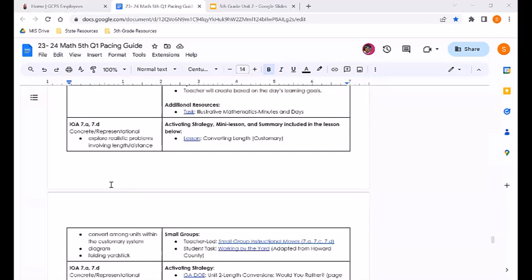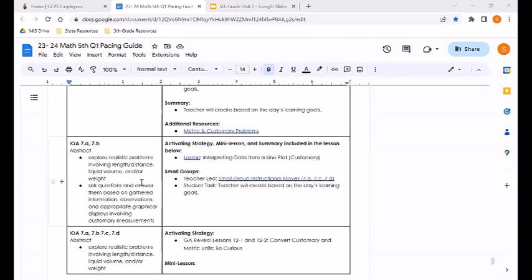Next, we have the customary measurement system. The learning progression is similar to metric conversions in that students will progress from concrete to representational to abstract to convert among units within the customary system using 2-column tables. This will include units of length, distance, liquid volume, and weight.